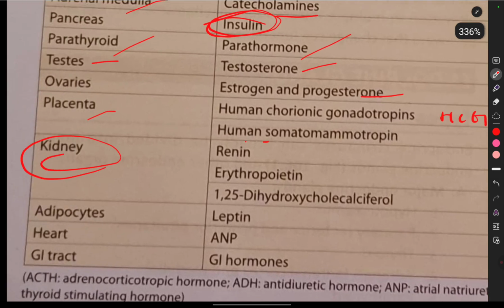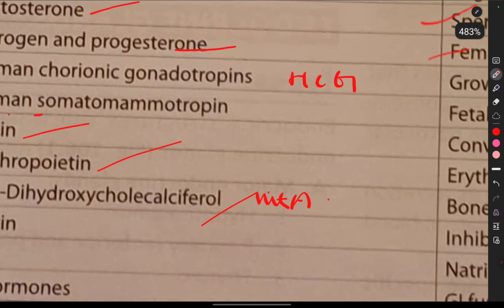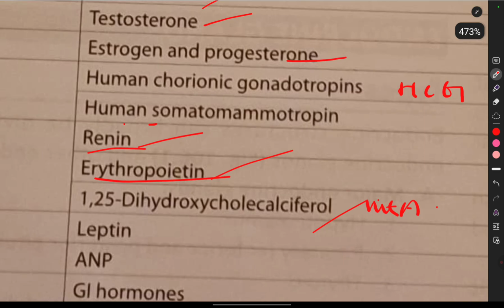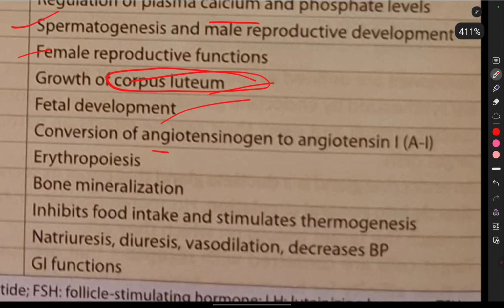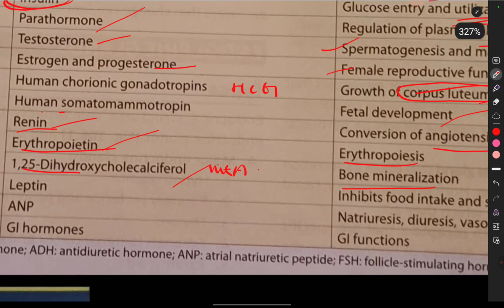Now the kidney releases very important hormones that I've already discussed, that is renin, erythropoietin, and 1,25-dihydroxycholecalciferol, vitamin D. Okay, so renin converts angiotensinogen to angiotensin 1, as we have already seen in renal physiology. Erythropoietin, as the name suggests, is for erythropoiesis. And bone mineralization is by vitamin D, that's 1,25-dihydroxycholecalciferol.